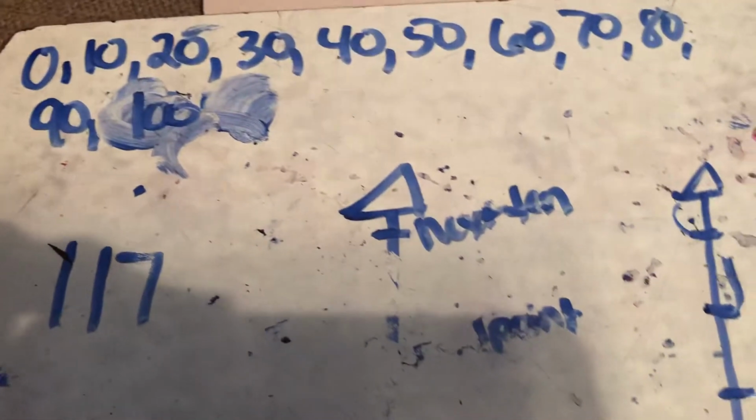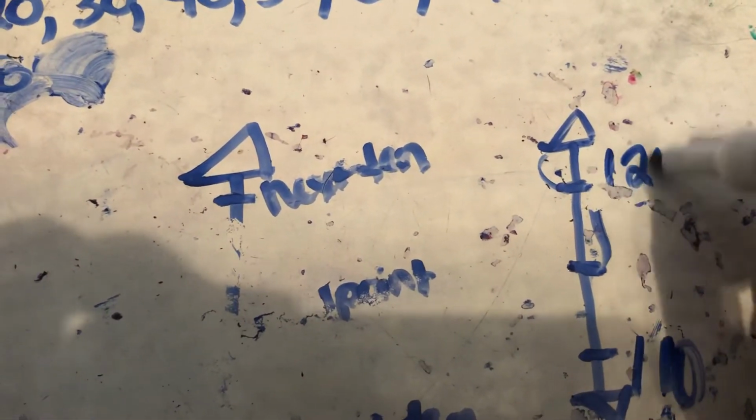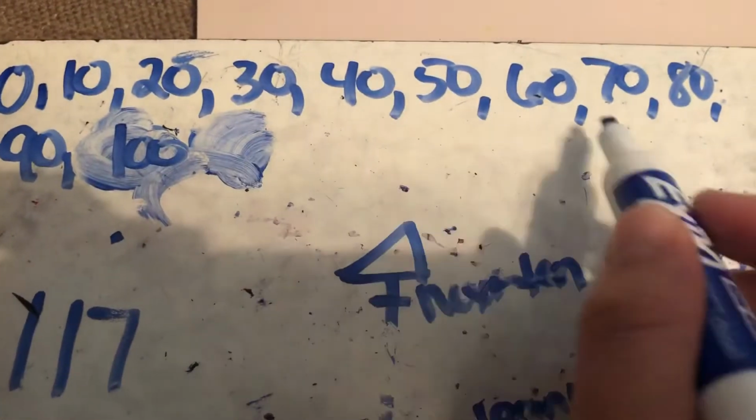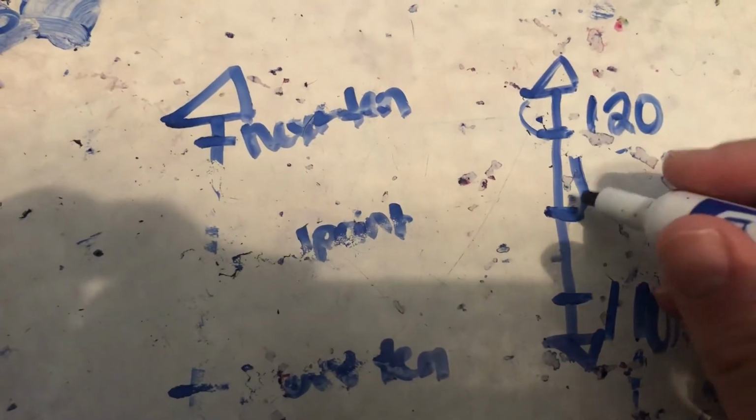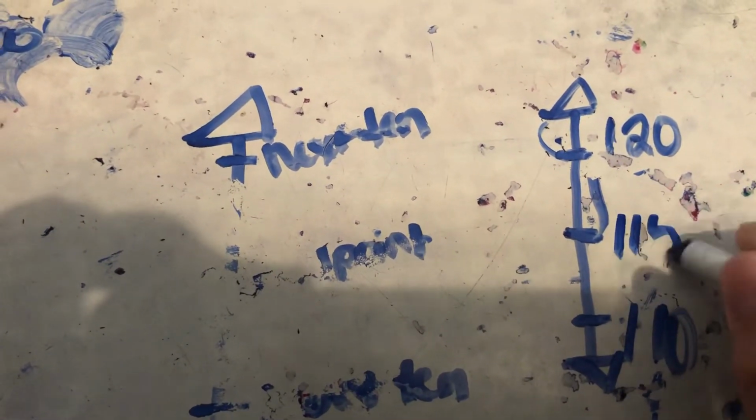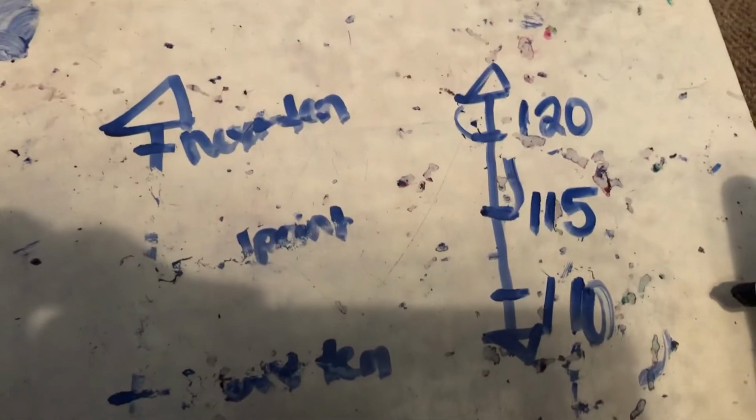That's going to be your bottom number. So 110. Okay, well, think about it. After 110, what's the next 10 up? Well, 120, right? You're still counting by tens. It's just now you've got 100 in there. Okay, well, what's in between 110 and 120? Well, 115, right? That's right smack dab in the middle.